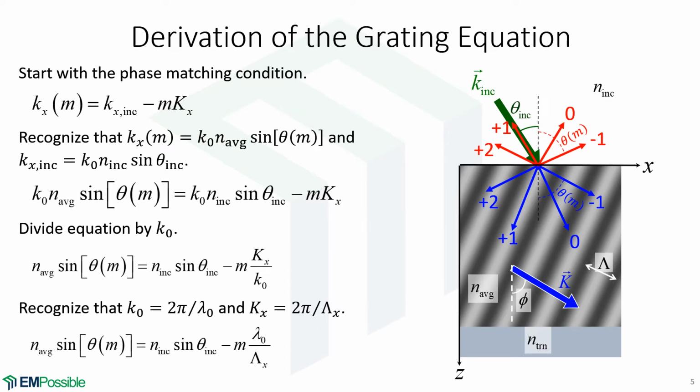For the last step, we're going to recognize that our free space wave number k_0 is 2 pi divided by the free space wavelength. Likewise, the tangential component of our grating vector is 2 pi divided by the tangential component of our grating period. And this is something we'll discuss on the next slide too. When we make those substitutions, we arrive at what is called the grating equation.